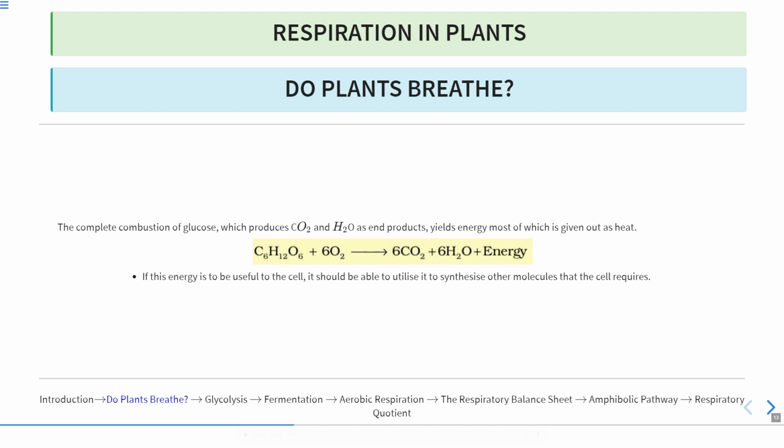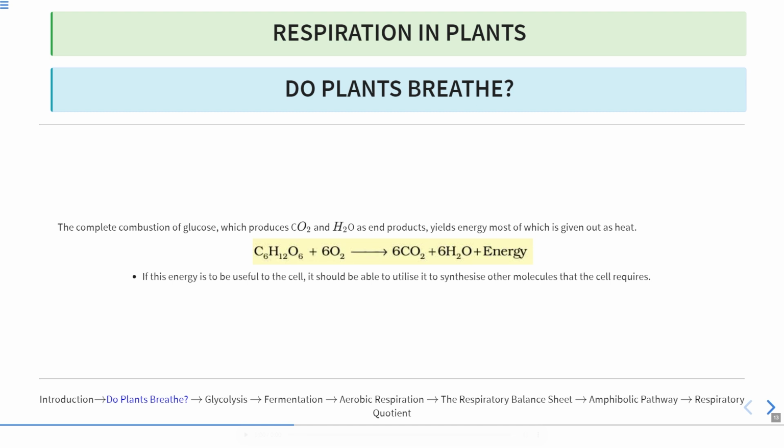Okay. So let us talk about the oxidation of food, the complete combustion of glucose, which produces carbon dioxide and water as end products and yields energy, most of which is given out as heat. Here you can see C6H12O6. What is this? This is a carbohydrate, glucose, a very simple form of carbohydrate, and it uses oxygen. You can see these are the two substrates.